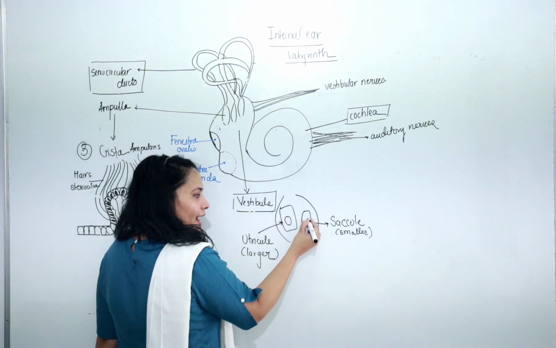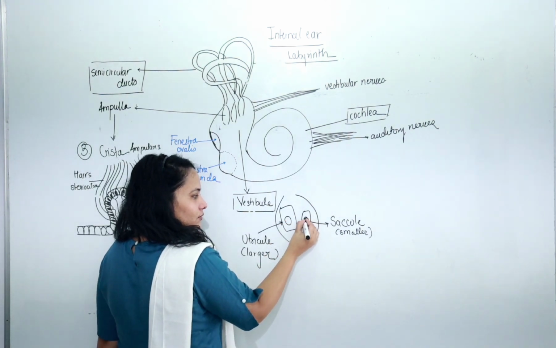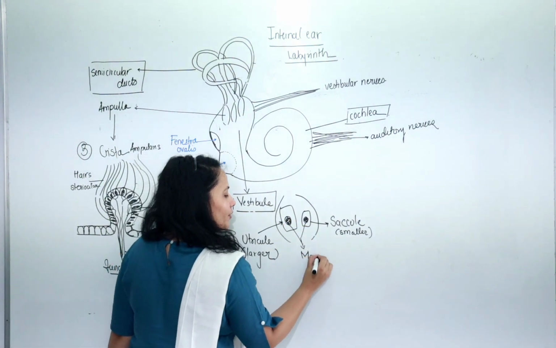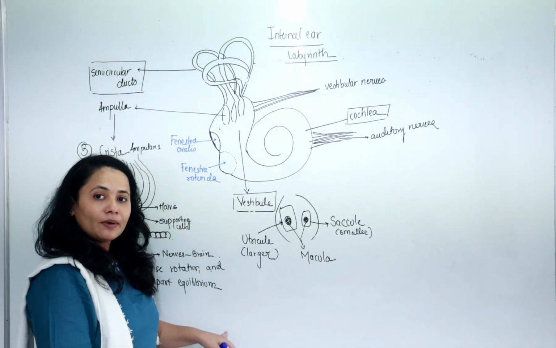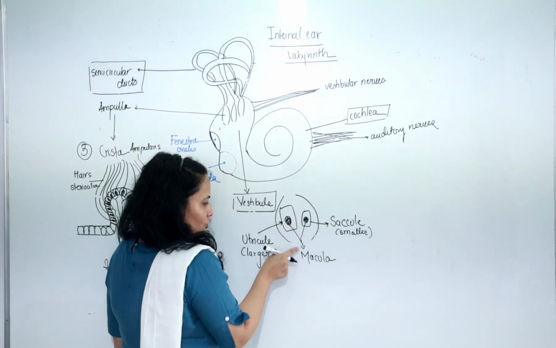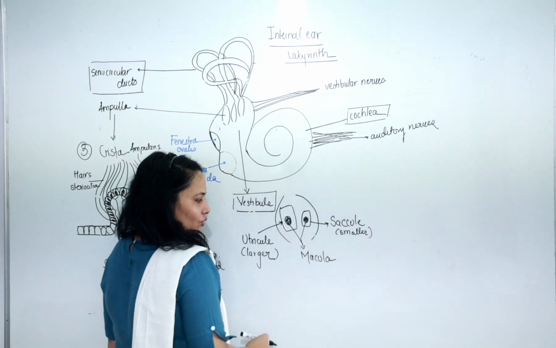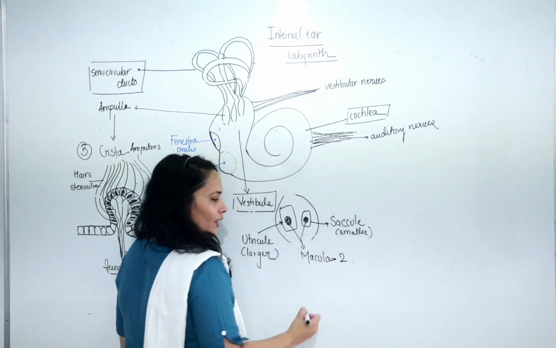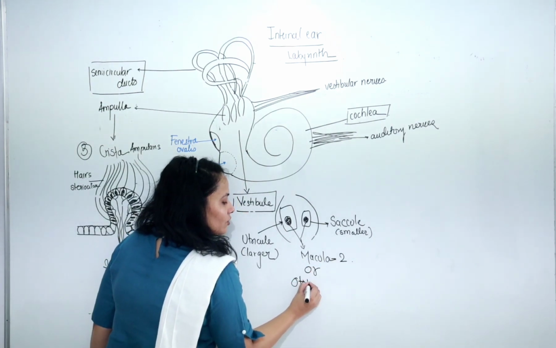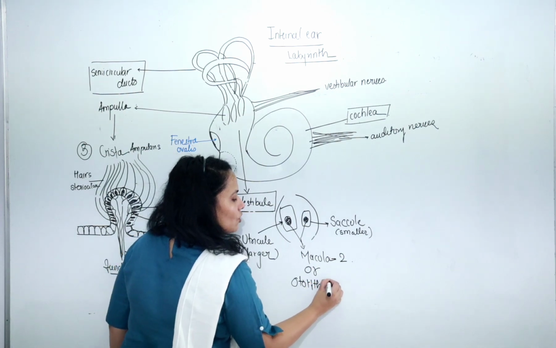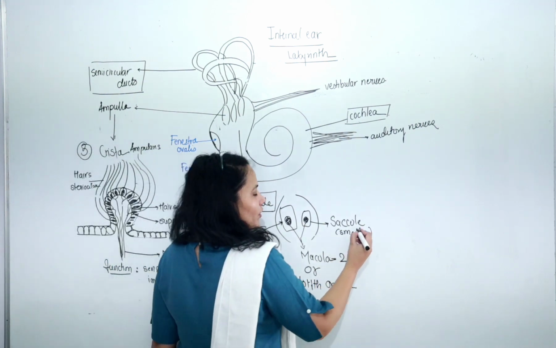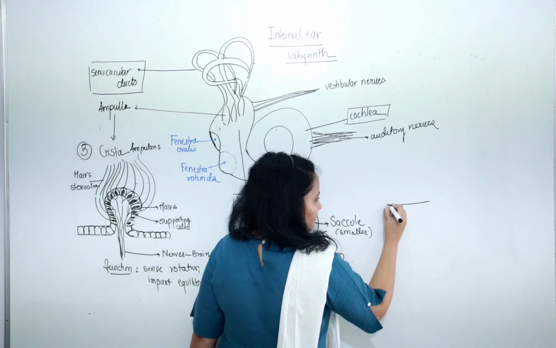Now both these windows have a sensory spot, and the sensory spot is called the macula. So how many maculae are present in each ear? If you have one utricle and one saccule, there is a macula of the utricle and a macula of the saccule. So how many maculae are present? There are 2 maculae present. Macula is also called the otolith organ. And these otolith organs would appear something like this.